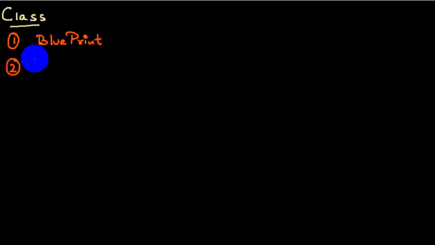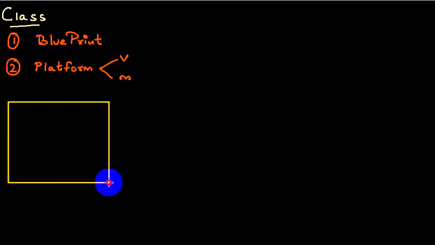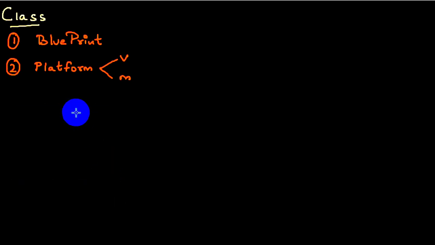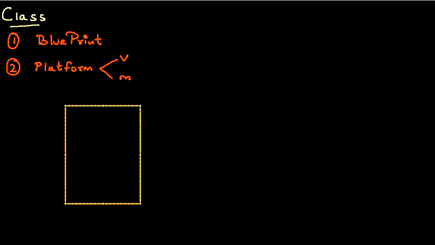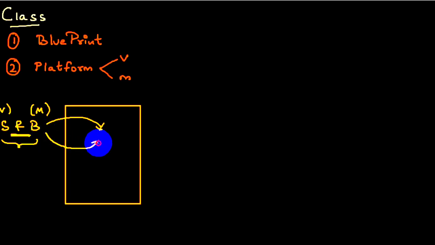Or in other words, I can also write it's a platform to store variables and methods. For example, imagine this is my class. Now I have states and behaviors. Every object will have properties called states and behaviors. States are called variables and behaviors are called methods. Where will I store them? I will store them within the class here.